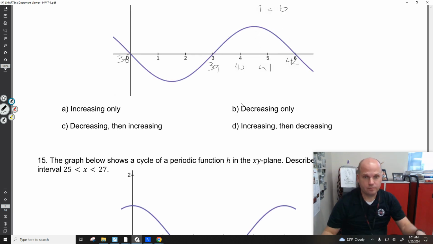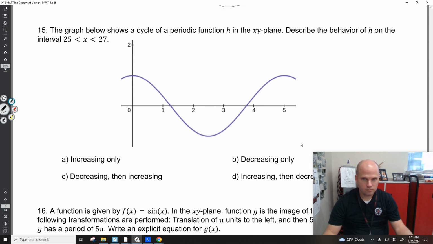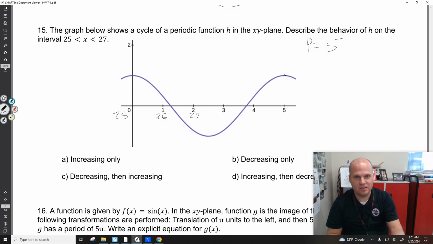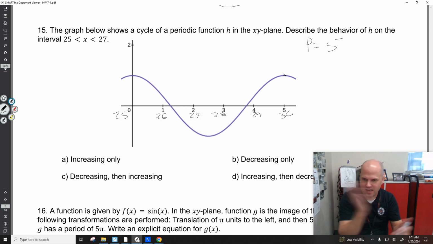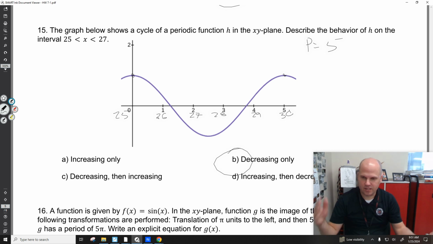What are we doing? Increasing then decreasing. There you go. It's easy. Whoa, this is a period of 5. Well, then that's going to be 25. 26, 27, 28, 29, 30. That makes sense. It's just kind of like shifting things over. So if we continue to repeat, which is great about these graphs, 25, 26, 27, we are decreasing only if we start at the max here. Great.